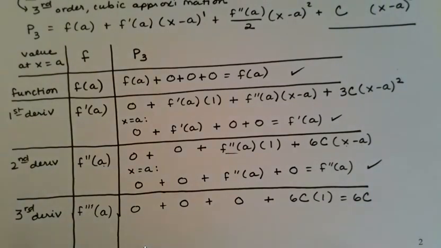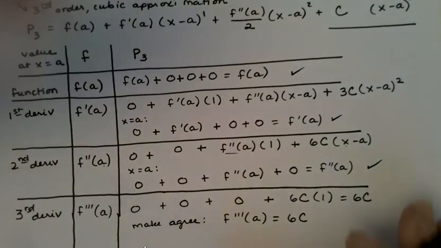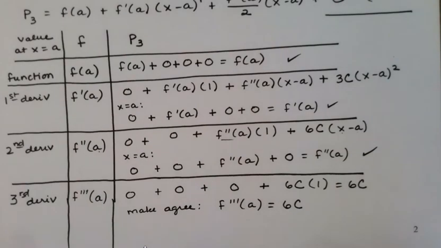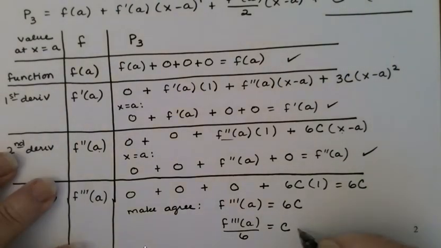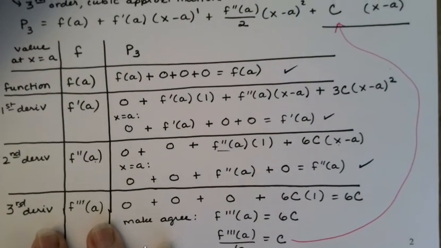I want to force these to agree. So, to make them agree, it must be true that the third derivative evaluated at a is equal to 6c, and c is going to be f triple prime of a over 6. And that's this c value that I needed to make p3.